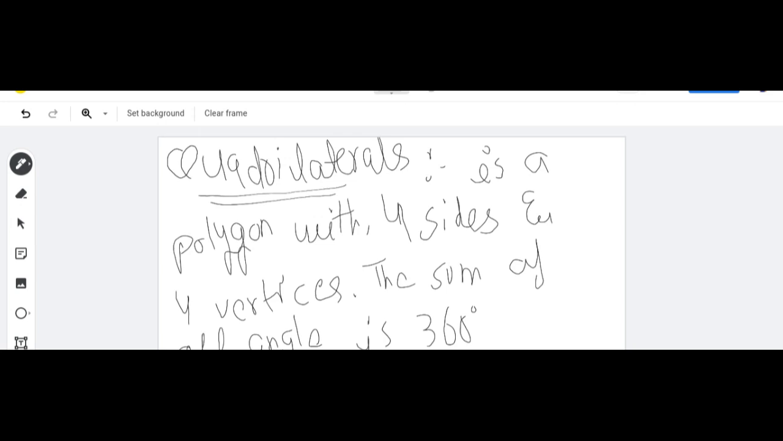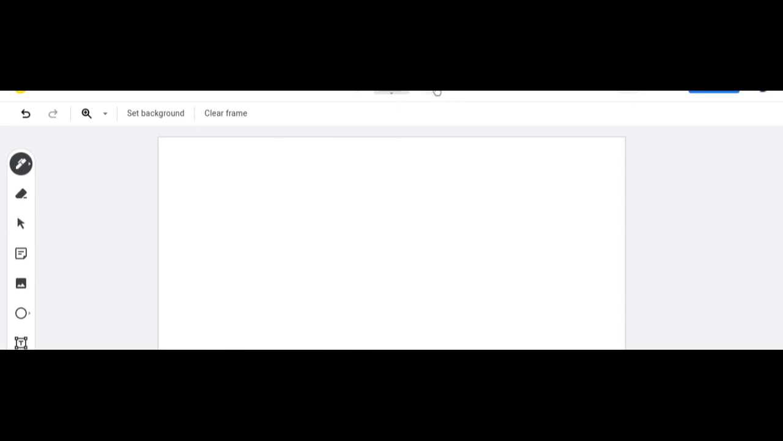In a quadrilateral, in some cases all 4 sides and angles are equal, and in some cases 2 sides are equal and all angles are equal, just like rhombus, square and rectangle. Now we have the examples. You have to remember the examples of quadrilaterals.